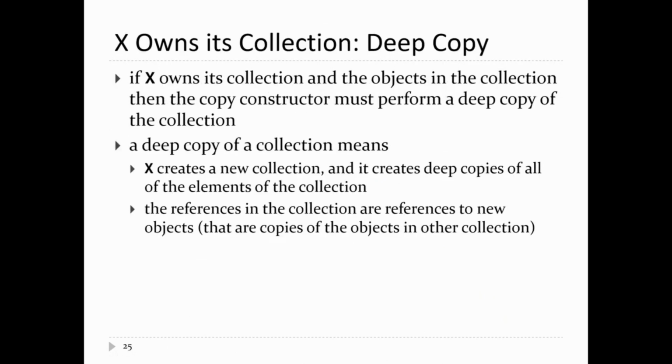Okay, so finally, you can ask the question: what happens if the object owns its collection and it wants to own the elements in the collection? And now this is where you have to make what's called a deep copy. So a deep copy of a collection means make a new collection, and now copy every element that's in the collection and put the copy into the new collection. So the references in your copied collection are references to brand new objects. The new objects are equal to the objects in the other collection, but they are distinct objects.